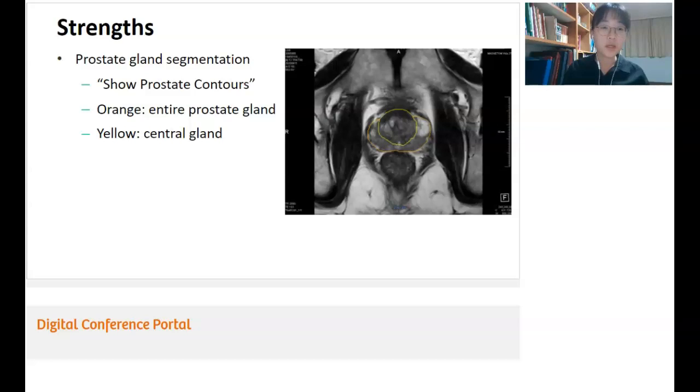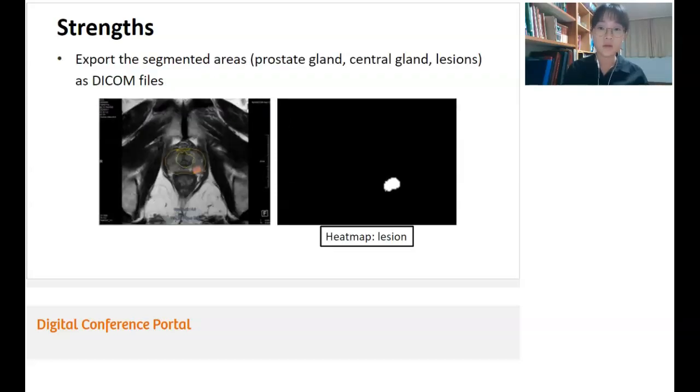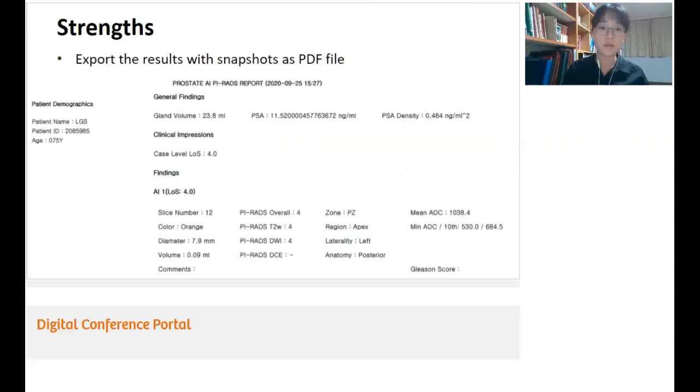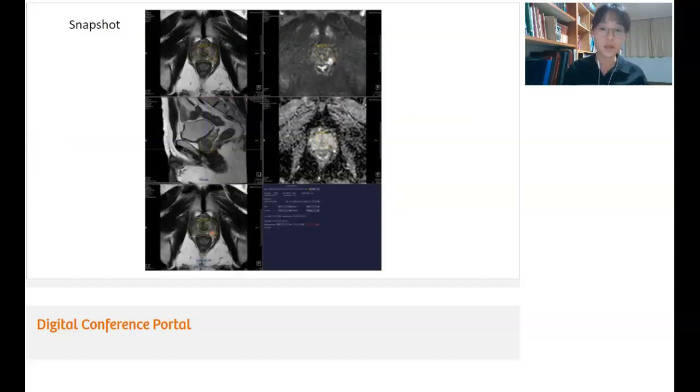You can choose not to see or see the segmentation results. It provides segmentation of the entire prostate gland and central gland separately. Also, exporting the segmentation masks is possible. We can get masks of the lesion, the entire prostate gland, and the central gland. We can get a report that includes all lesion details and snapshots taken on the section where the lesion appears to be the greatest.